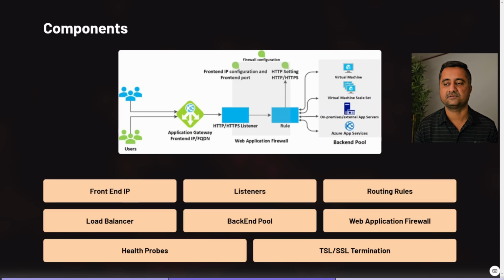The second one is the listeners. The listeners are the ones that listen for incoming traffic, and then, as applicable, send it to the rules engine. The next one is the routing rules. The routing rules are where you have all the rules, whether it's path-based routing or domain-based routing. All the rules can be done at that point, either HTTP or HTTPS settings.